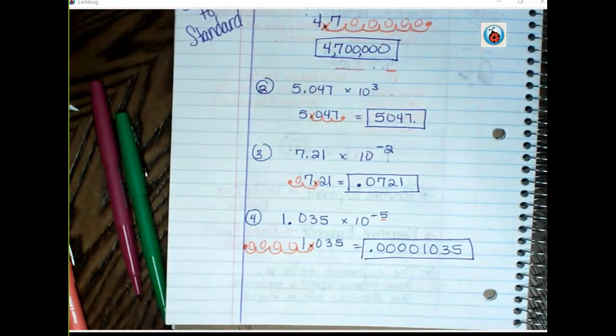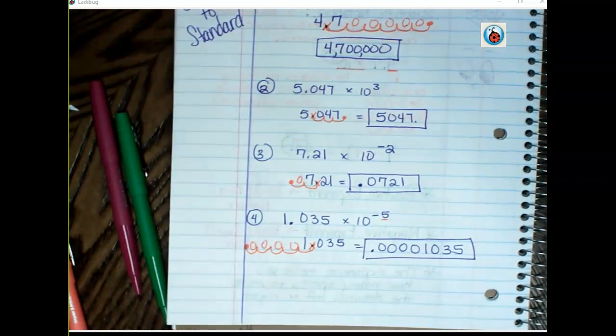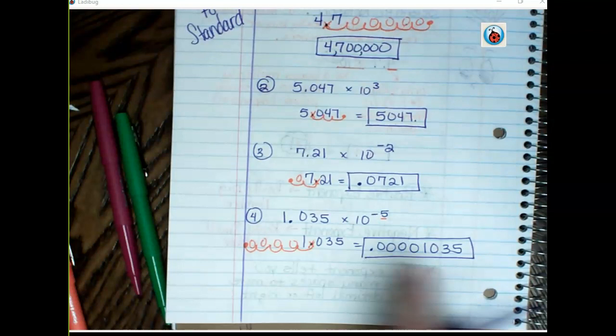Maybe a number that small might be the diameter of an atom. That's super, super tiny. It's actually smaller than that. But that would be an example of when you might want to use scientific notation to measure something that is super, super tiny.